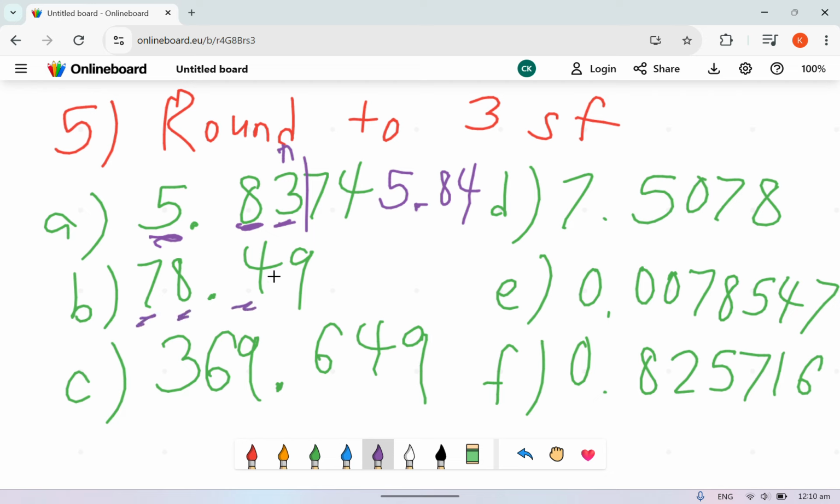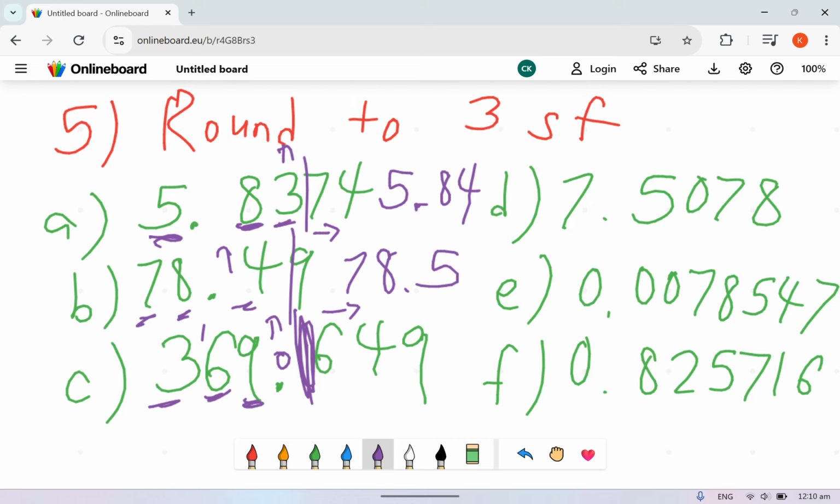Next one. 1, 2, 3, boom. This one's to the right, so this one go up to 5. 78.5. 1, 2, 3. Whoa, this is a weird place to boom. We are booming at a decimal spot, but that's okay. This one is still to the right, so this one will go up.